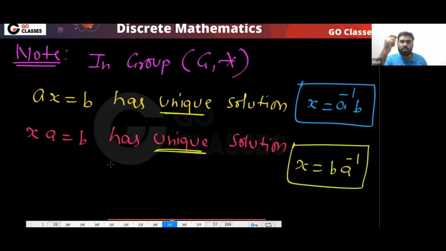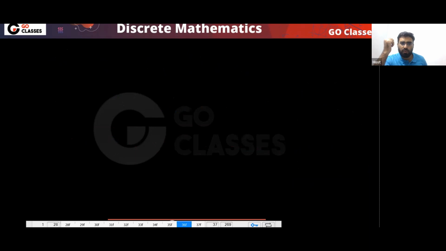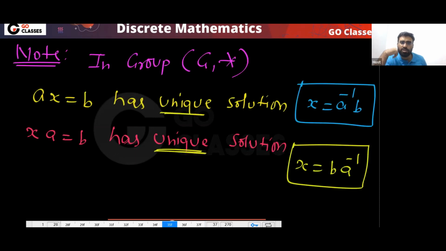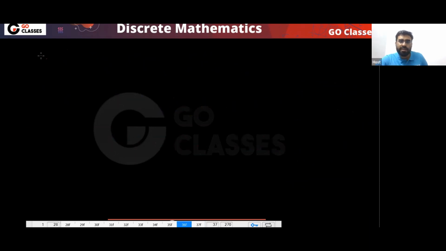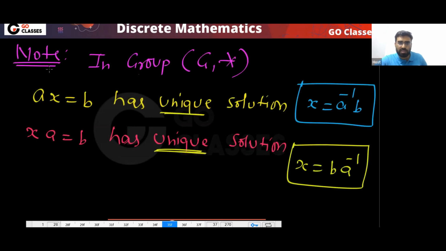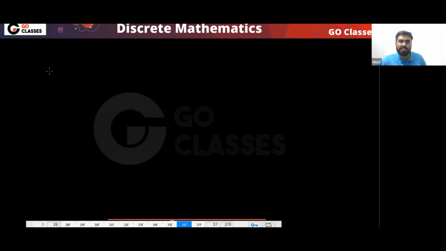Now, I will tell you one interesting consequence of this. What is that? This theorem has a very interesting application in the Cayley table. In the Cayley table of a group, what will happen?